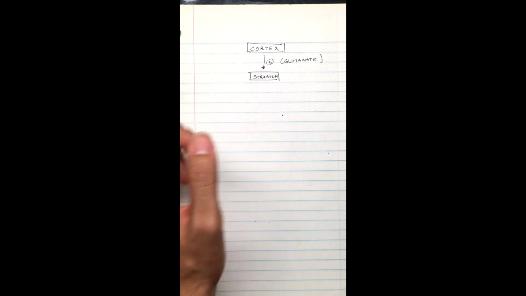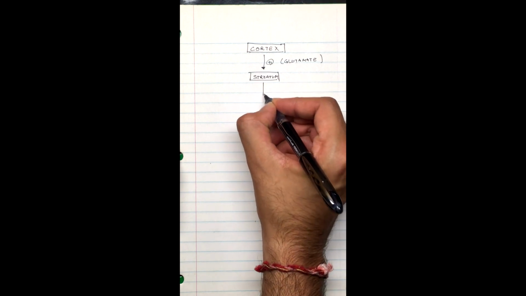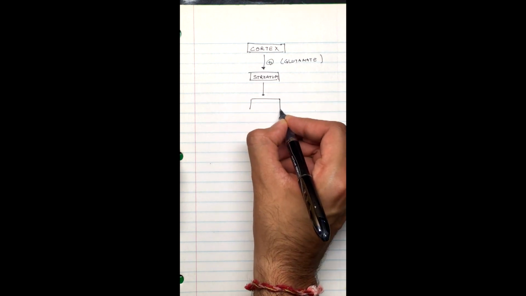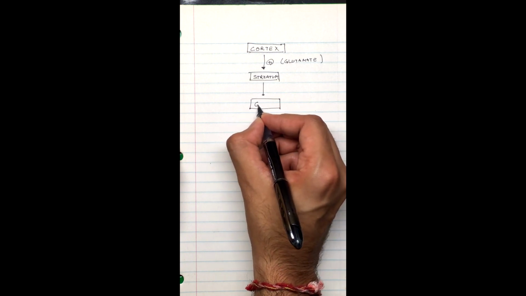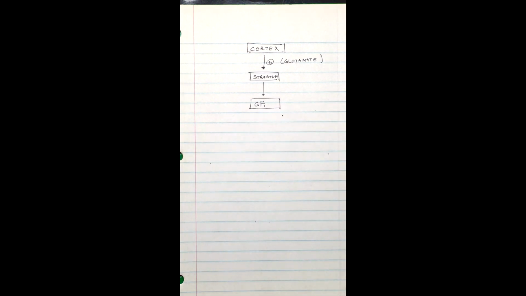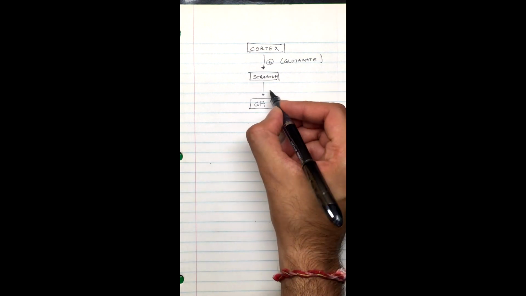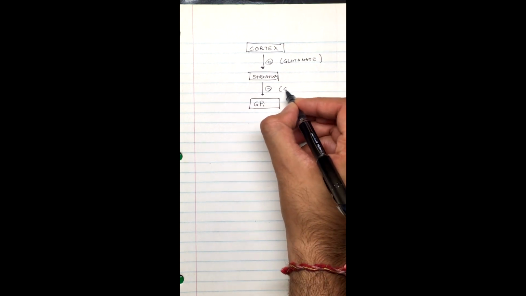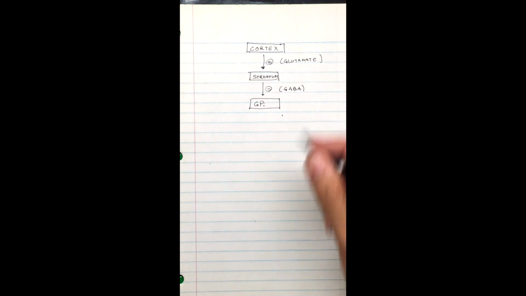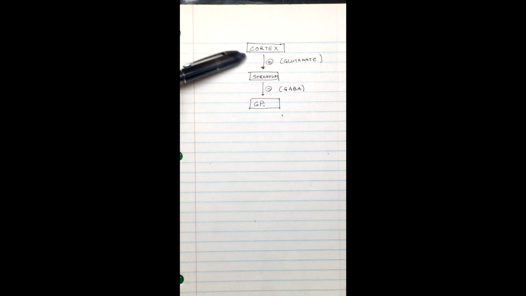The striatum is then connected to, just put this right here, specifically the GPI, so Globus Pallidus internal. But this is actually going to be a negative connection. So this is going to be GABA, or it's going to be an inhibition. So the cortex is sending glutamate to the striatum, exciting it. But when the striatum gets excited, it's actually going to inhibit the Globus Pallidus internal section.